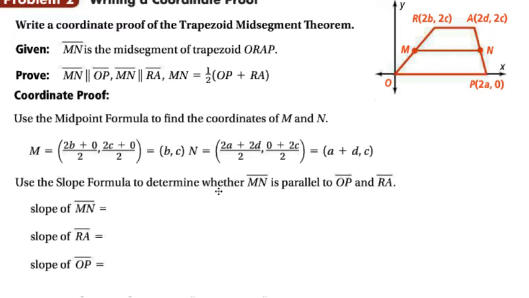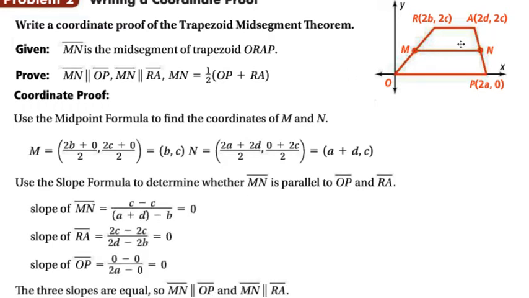Then we're going to use the slope formula to show that MN is parallel to both bases. So the slope of MN, using the coordinates that we obtained up here, we would get (c minus c) over (b minus (a plus d)). So we end up with a slope of 0 for MN. And likewise, if we go through and find the slope of RA and OP, the slopes of these two segments also work out to be 0. So they are all parallel. So we've proven this part of the proof. We've proven they're all parallel.